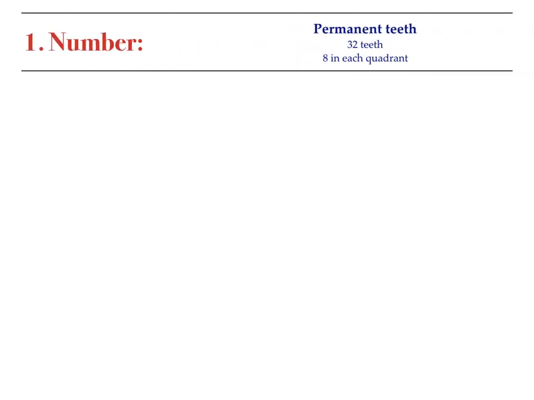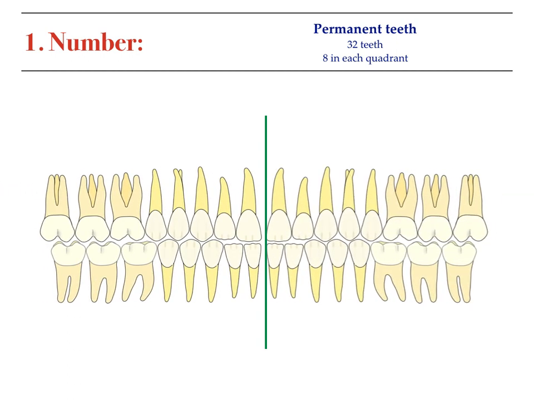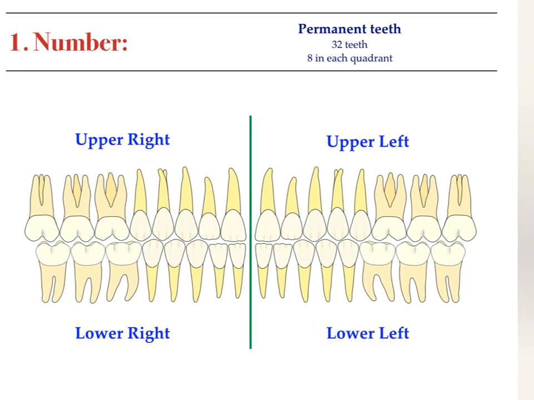In reverse, permanent teeth are 32 in number, 8 in each quadrant. Upper right, upper left, lower right, and lower left.